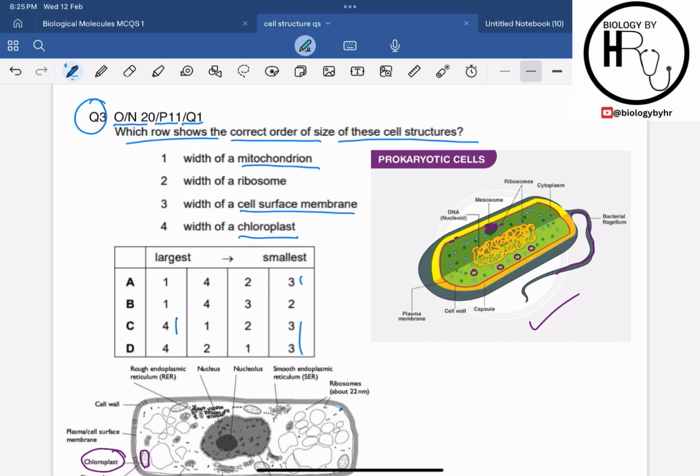So 4 is larger in size than 1, right? And then the width of the ribosome. Ribosome is smaller than the mitochondria, but larger than the cell surface membrane. So it comes over here. So hence the correct answer for this MCQ is option C. The largest width is of chloroplast, then comes the mitochondria, then the ribosome, and then finally the smallest width is of cell surface membrane, right? So I hope that this MCQ is also clear to all of you.